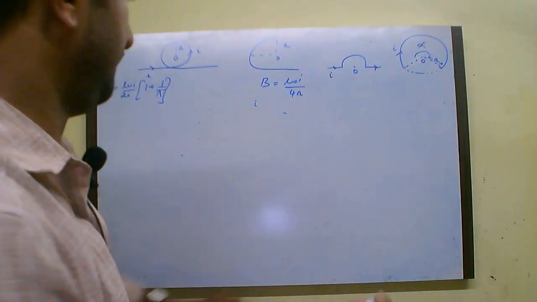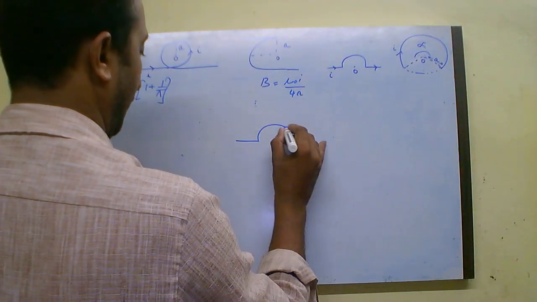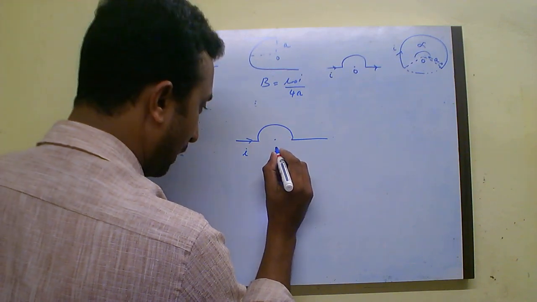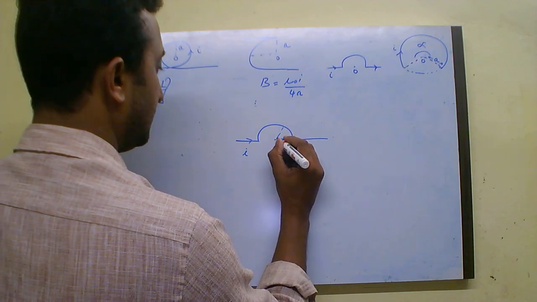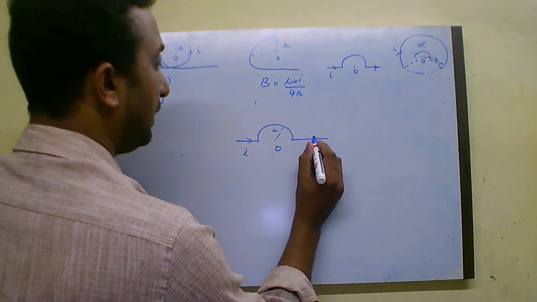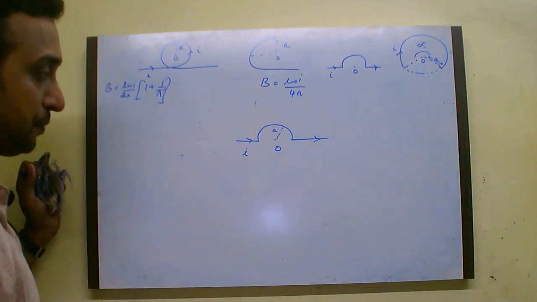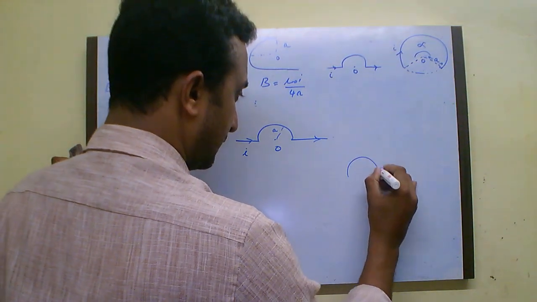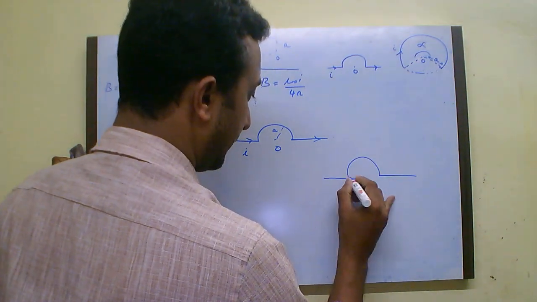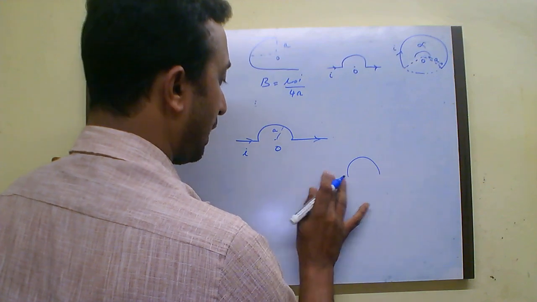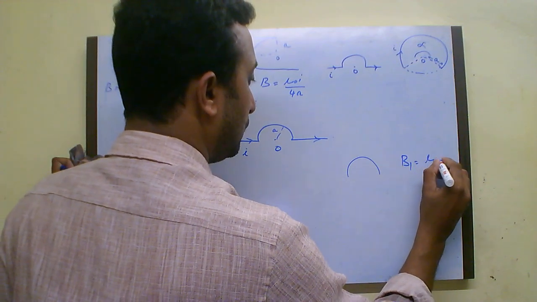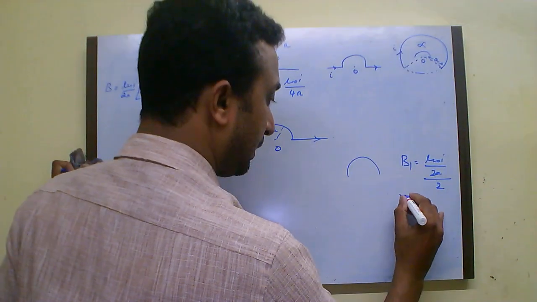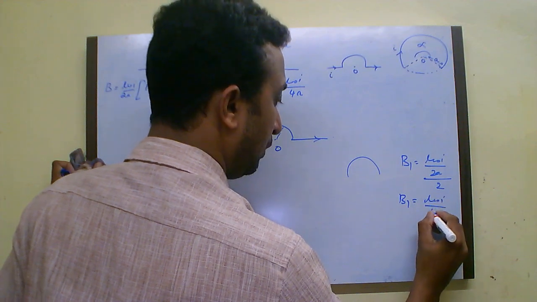Now look at this figure. Here also a current is flowing. This is the center O, and this is the radius A, and you have to find the magnetic field at O. Here you can consider two things. This is again the half circle part, so its contribution is half of mu 0 I by 2a. Let it be B1, so B1 is equal to mu 0 I by 4a.